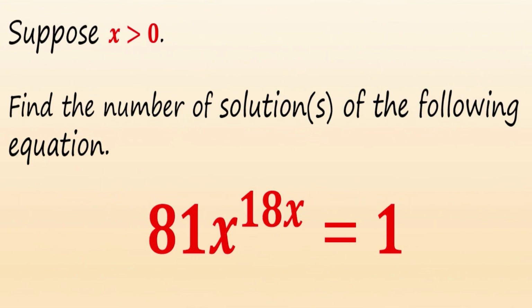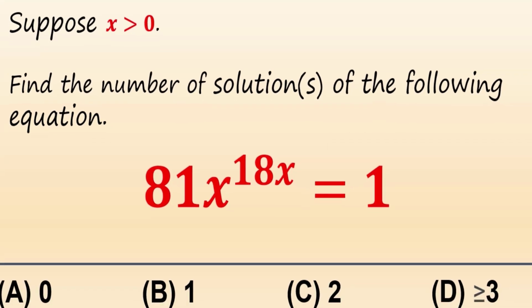For today, suppose x is positive, and we are asked to find the number of solutions of the following equation: 81x to the power of 18x equals 1. The options are A, 0; B, 1; C, 2; and D, at least 3. What do you think?